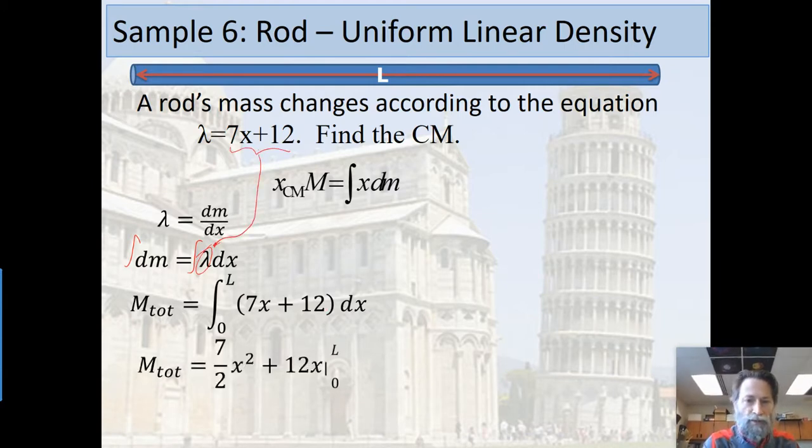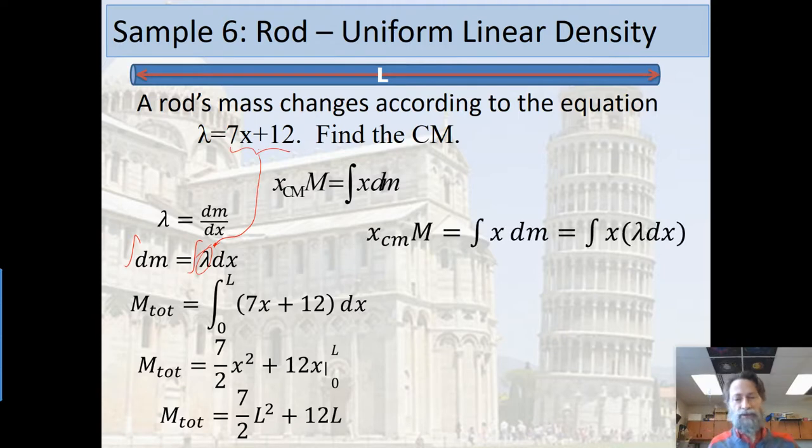So I plug in the equation, I integrate 7x plus 12, and that's going to be from L to 0. So my total mass is going to be 7 halves L squared plus 12L. So that's the first step, the line density. Second verse, same as the first.